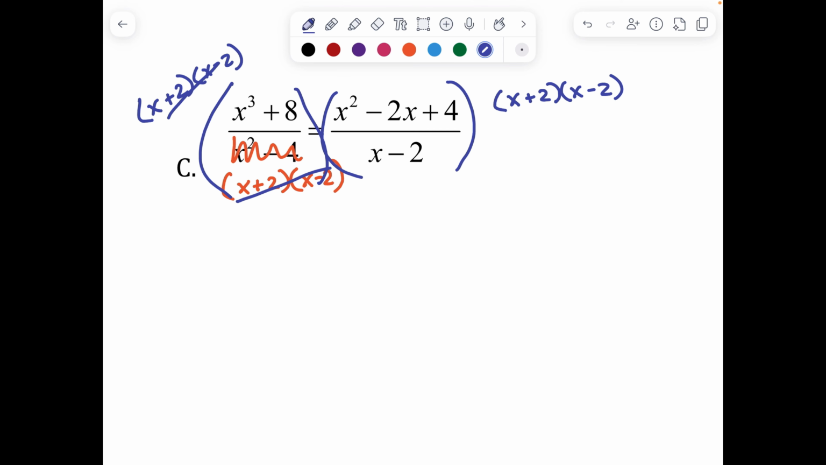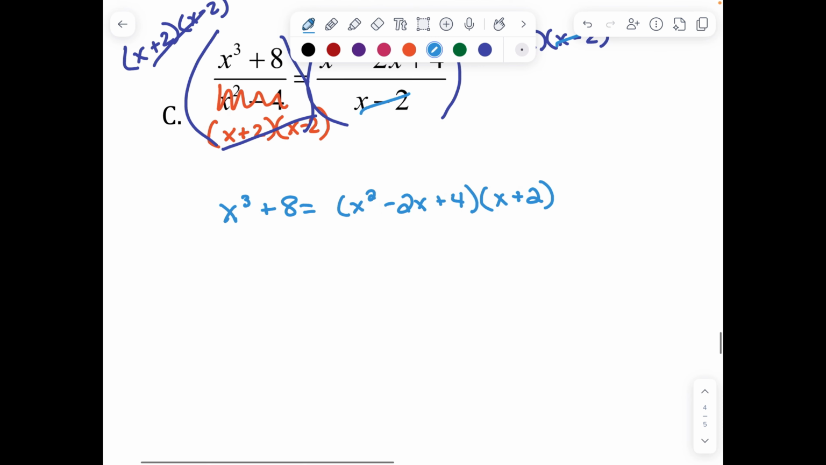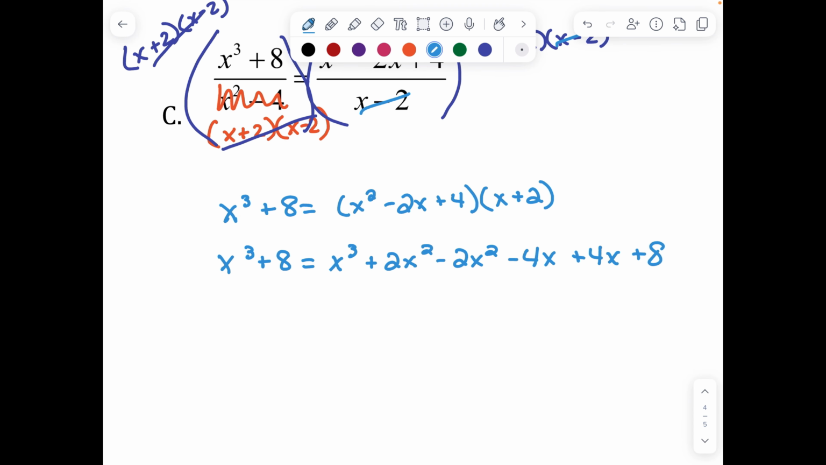I'm left with x to the third plus 8 equals, here my x minus 2 simplify. I'm left with x squared minus 2x plus 4 times x plus 2. So I'm going to go ahead and multiply that out. X to the third plus 8 stays. I have x to the third plus 2x squared minus 2x squared minus 4x plus 4x plus 8.